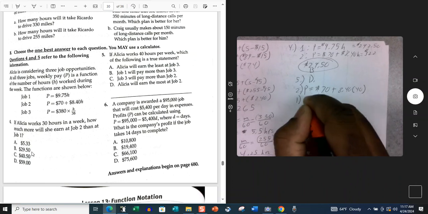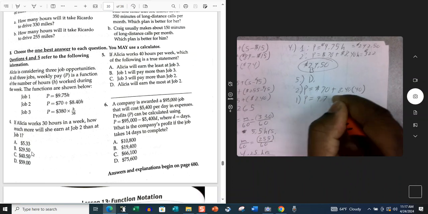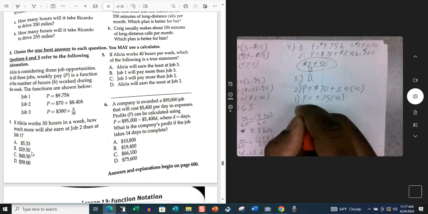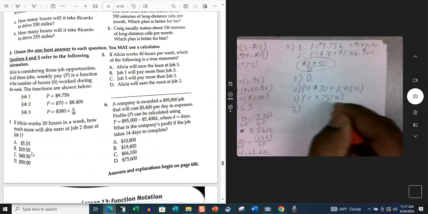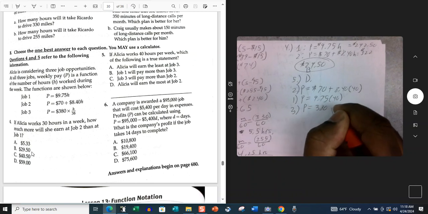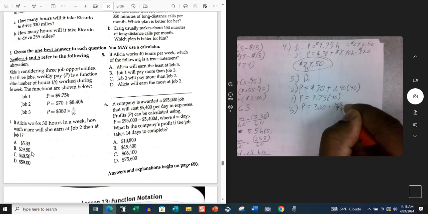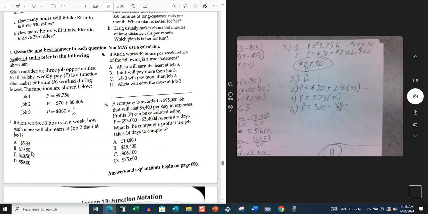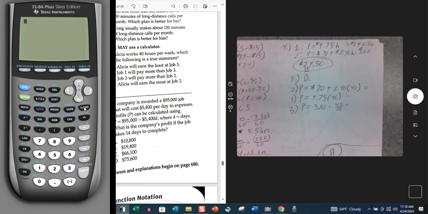Now I'm going to go back to job 1, which would be P is equal to 9.75 times 40. And then job 3 is P is equal to 380 times 40 over 38. Now we could test all 3 of these using the calculator. Now the reason why I'm using this calculator instead of the other one is because I'm recording this video without being on the internet, so I cannot access the calculator that you all use in class. But we have used that calculator enough where you all know where the keys are.